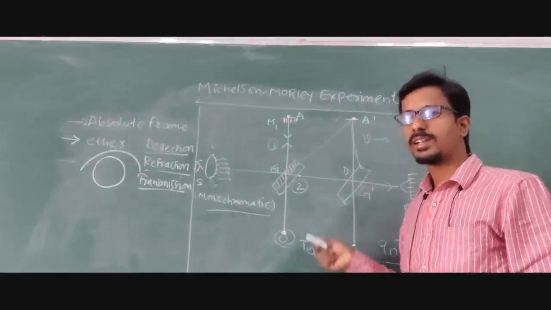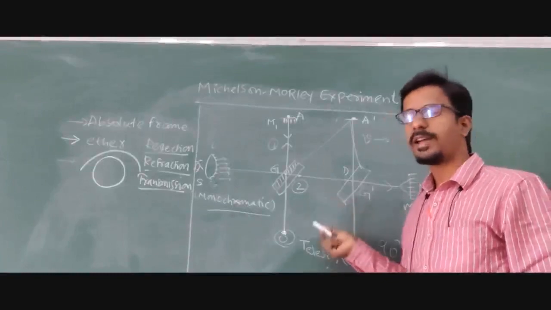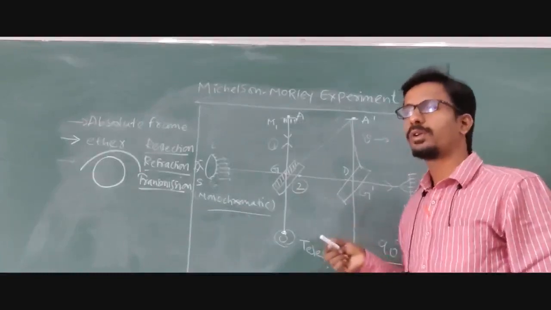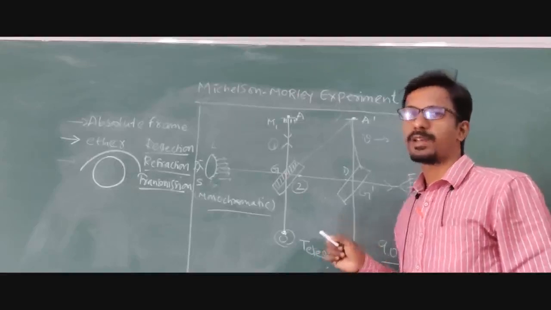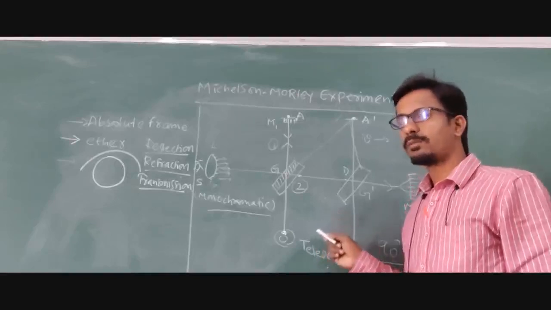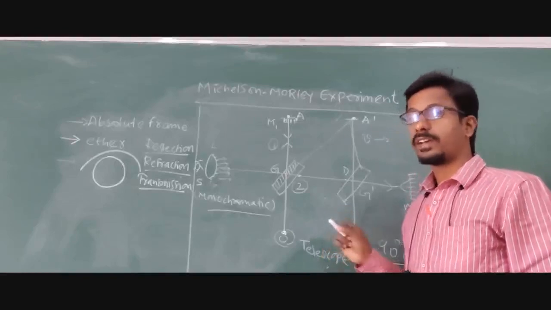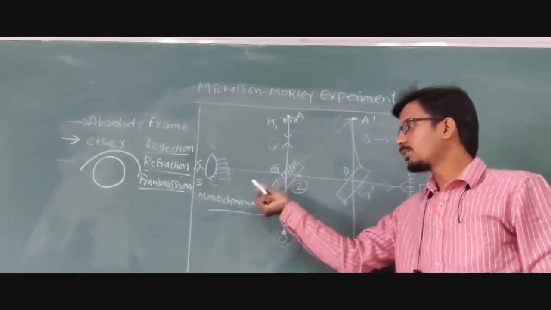Fringes means what? Not circles. Fringes means lines. Different types of lines are obtained by using this experiment. That is called what, ma'am? It is called interference. The light is monochromatic.